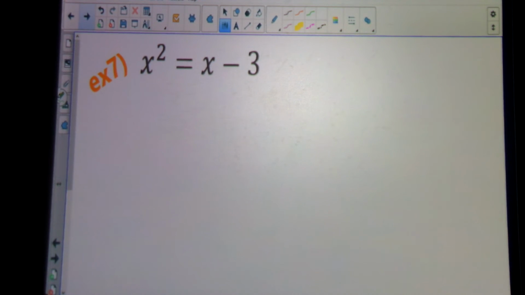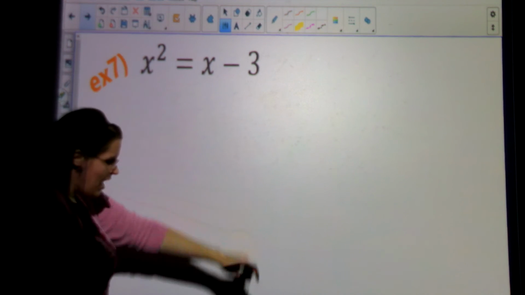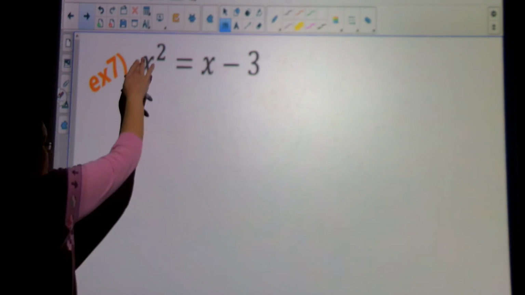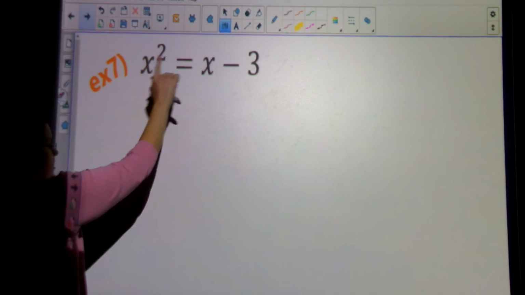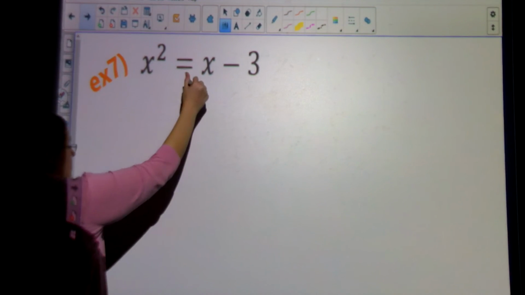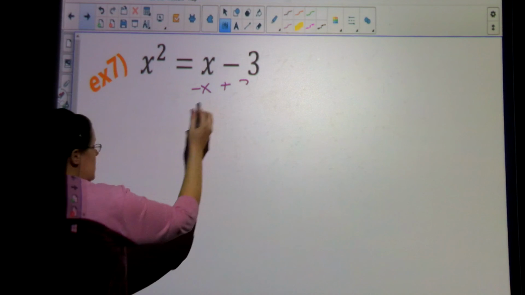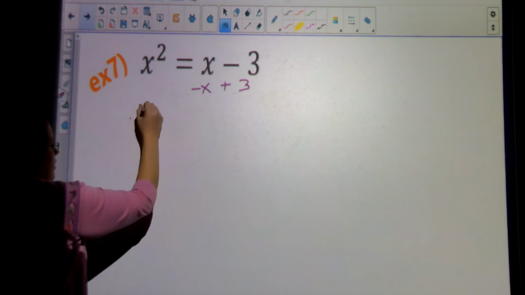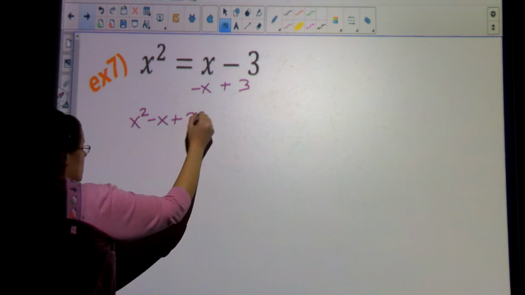Let's try another one. Let's get it equal to 0. Now you could take the x squared over. I will never do that. I will always want my a term to be positive. So I'm going to take these two over by subtracting x and adding 3. So I'll have x squared minus x plus 3.